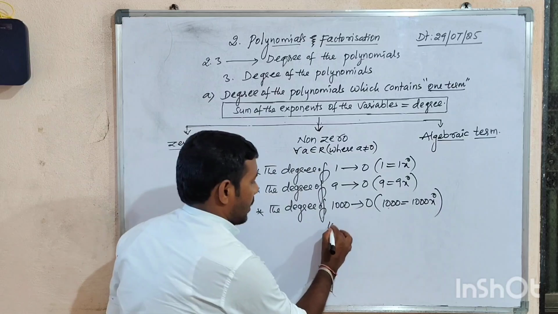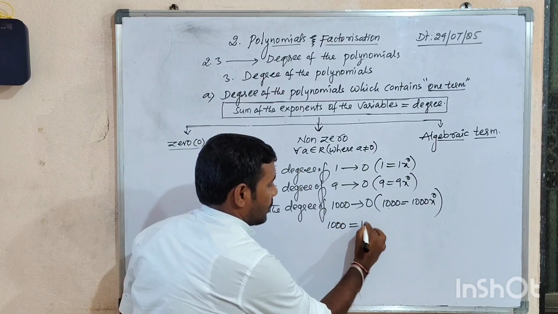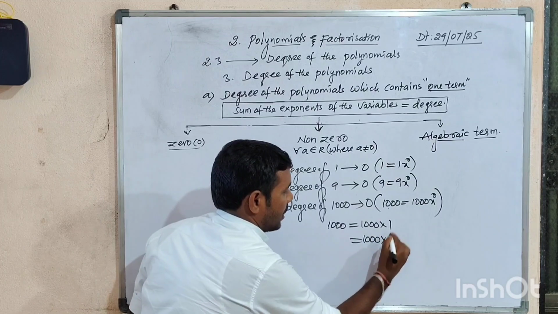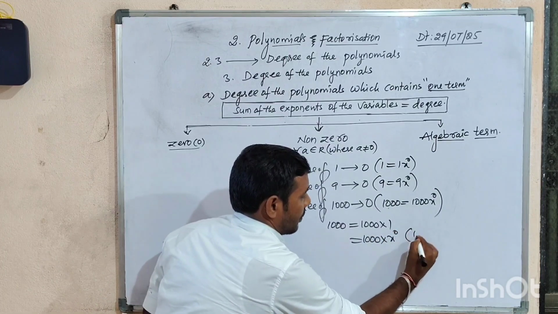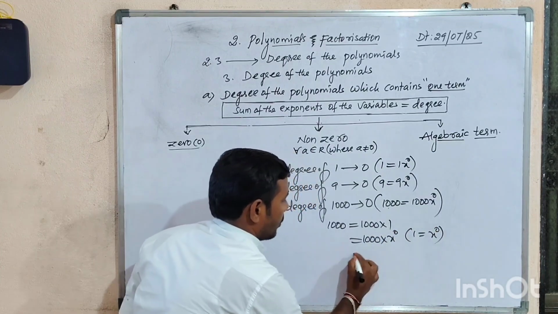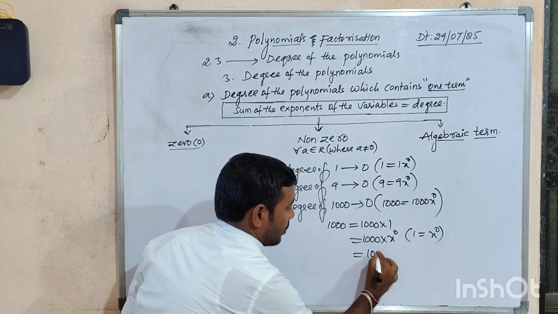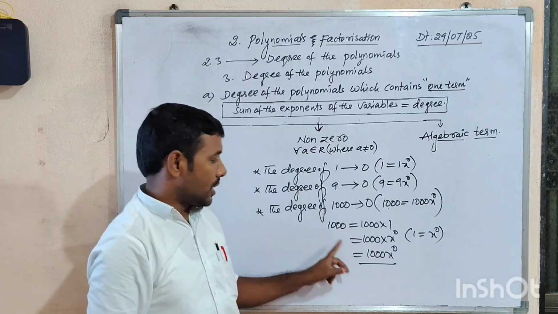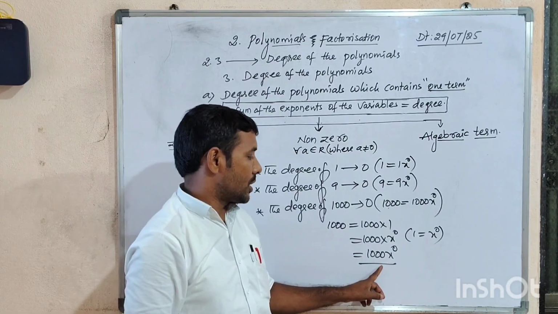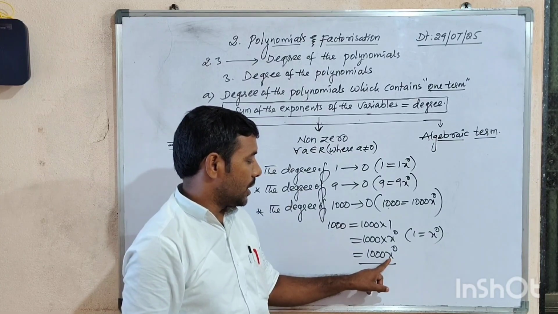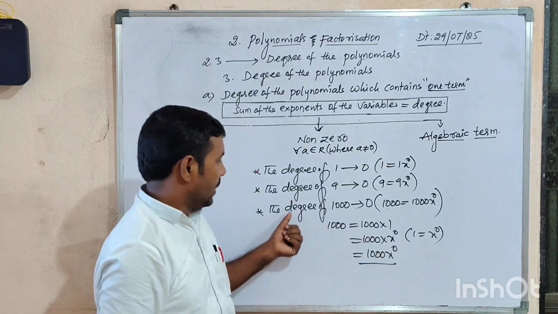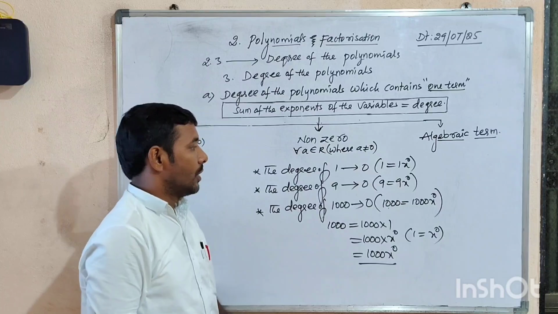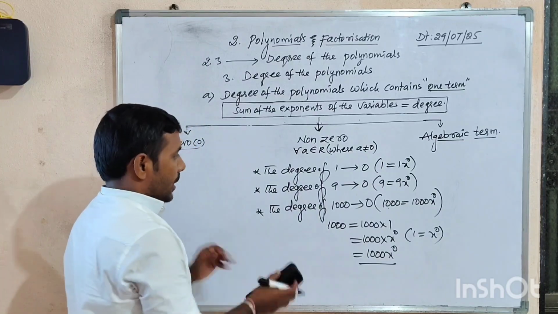That means 1000 is equal to 1000 into 1. Instead of 1, write x to the power of 0. Now 1000 into x to the power of 0 is 1000 x to the power of 0. What happened? The numerical expression converted to an algebraic expression. Its variable is x, its exponent is 0. So the degree of 1000 is 0 only. I think you understood. Next.